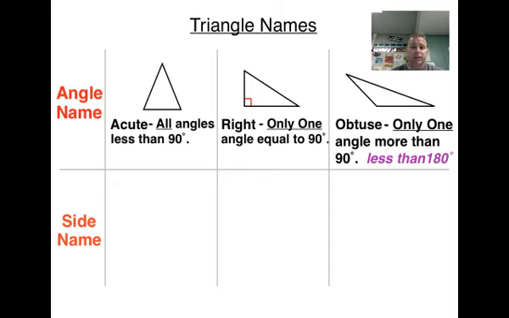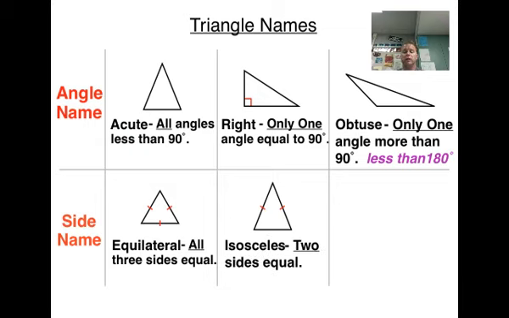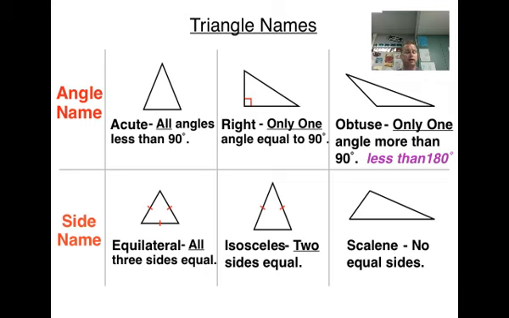Based on the sides, a triangle can be named. If all three sides are equal, that makes it an equilateral triangle. If you have two sides that are equal, do you know what that is called? It's an isosceles triangle. And that means two sides are equal. Scalene is when all three sides are different. No two are the exact same.